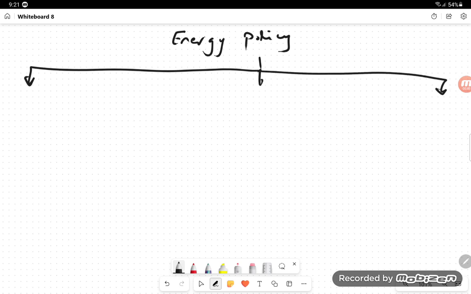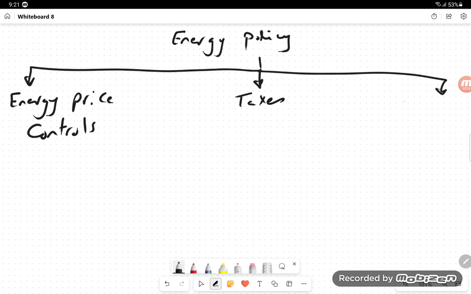Number one, energy price controls. Number two, taxes. And number three, subsidies. Let's start with number one, which is energy price control.